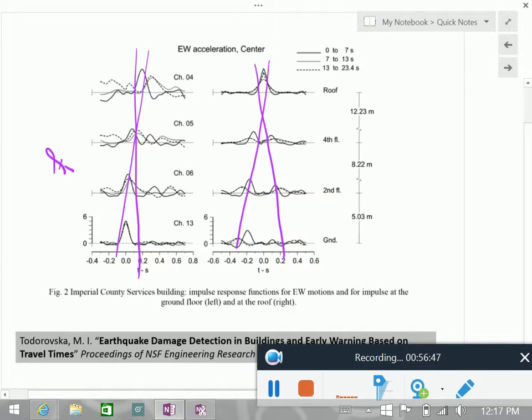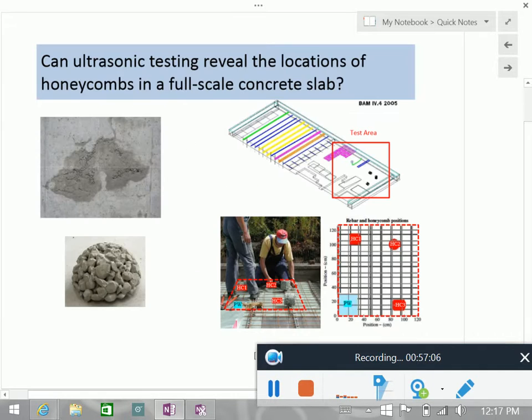There are a number of studies like that in buildings. You can go and look it up. If you look at the references of this paper, you will see some earlier studies. The first one, I think, is 2006. So they are not very old, but it's a dynamic research area. Now, ultrasonic testing applications.